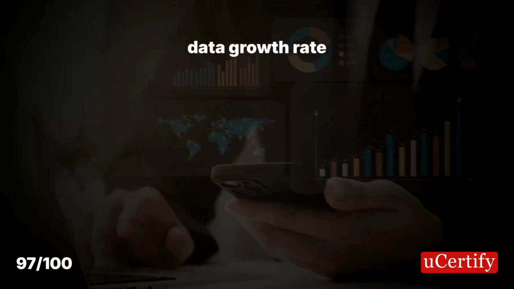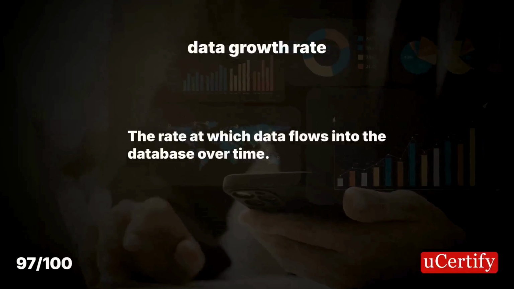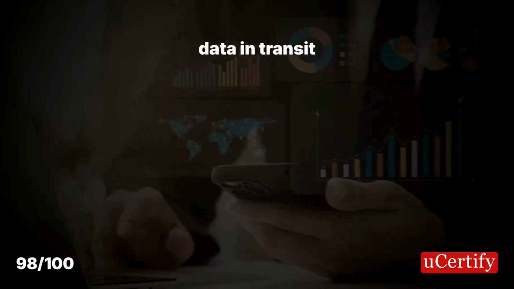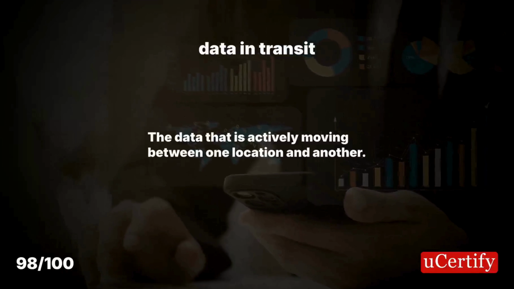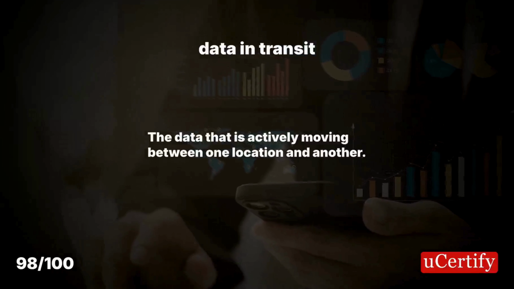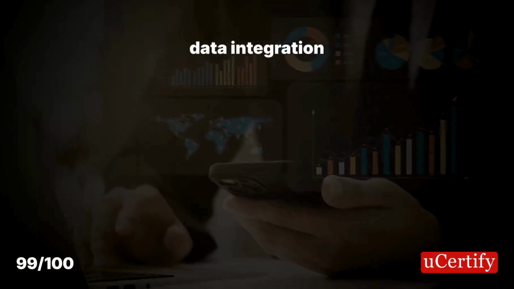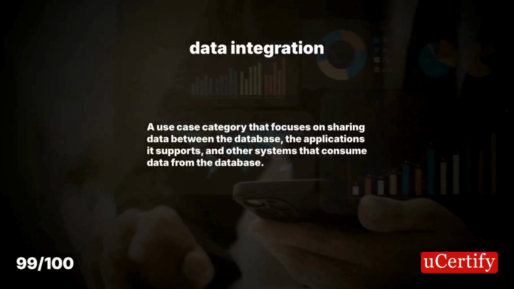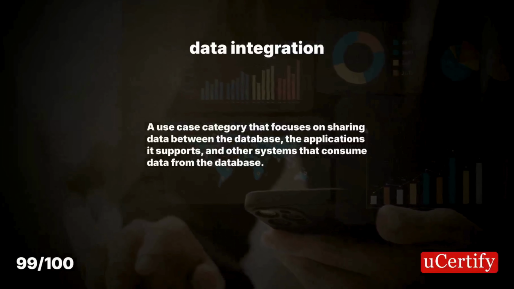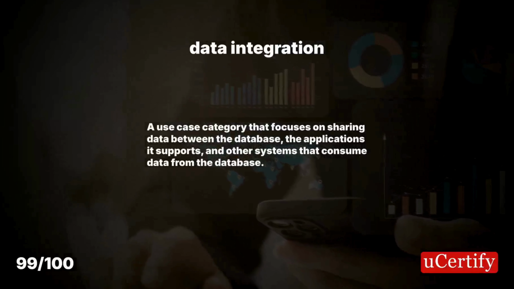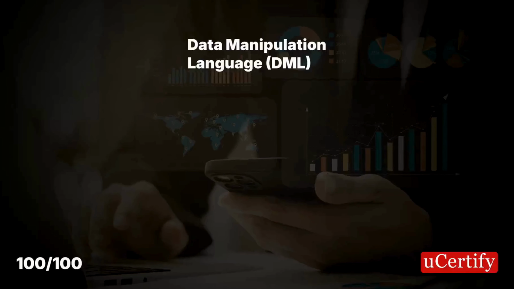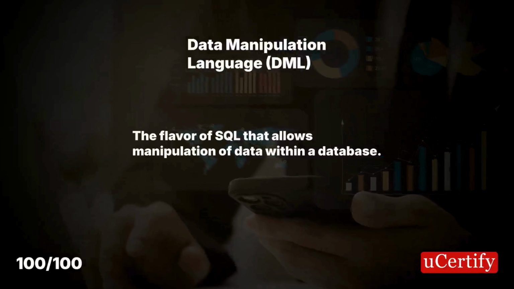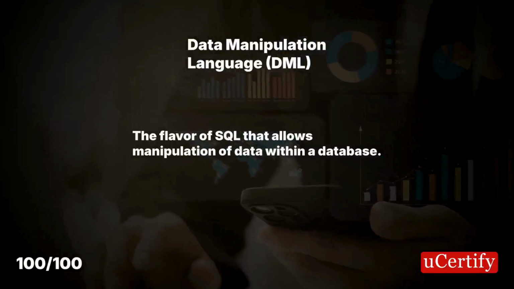Term: data growth rate. Definition: the rate at which data flows into the database over time. Term: data in transit. Definition: the data that is actively moving between one location and another. Term: data integration. Definition: a use case category that focuses on sharing data between the database, the applications it supports, and other systems that consume data from the database. Term: data manipulation language, DML. Definition: the flavor of SQL that allows manipulation of data within a database.